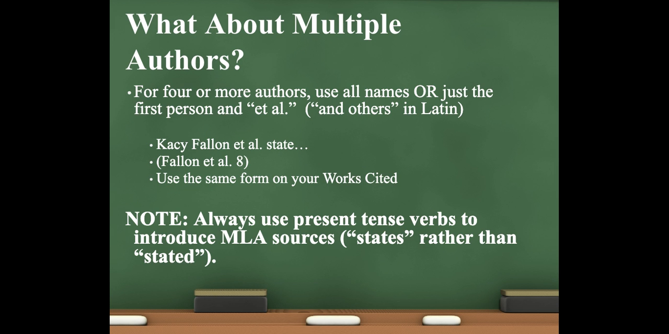So what about multiple authors? A little bit of a continuation of that. For 4 or more authors, use all names or just the first person with an et al. And et al stands for "and others" in Latin. So for example, we have Casey Fallon et al. state. And if you're going to cite it, you do Fallon et al. with the page number 8, everything in parentheses, as you can see.